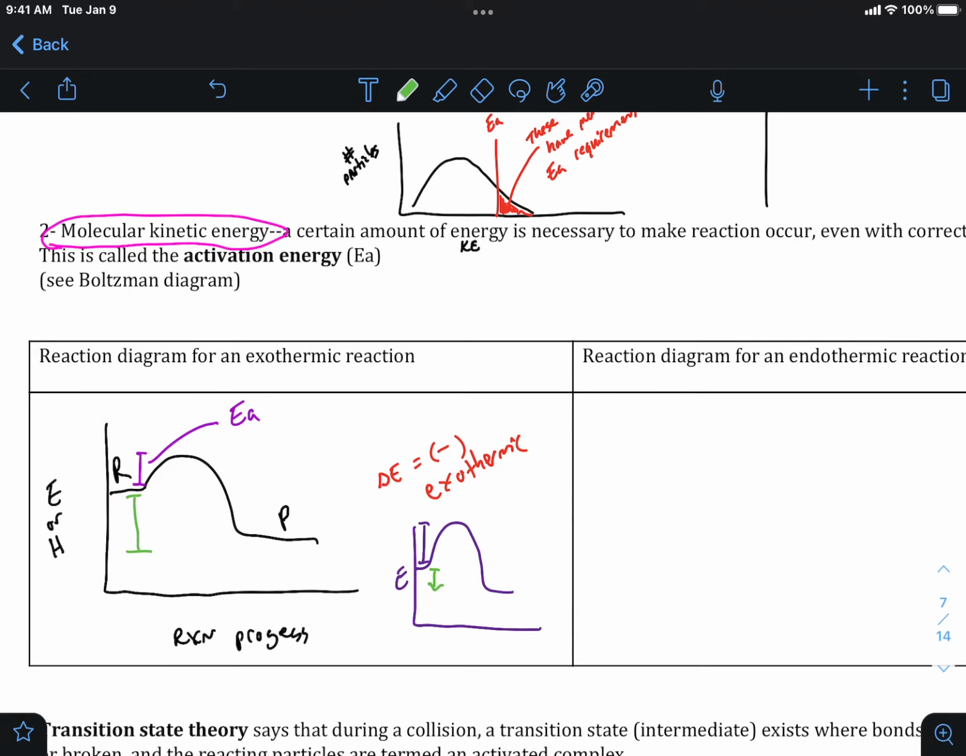All right, let's look at an endothermic reaction. Okay, so your reaction could be something like this. Your reactants, your products. Here we have a net gain, right? Delta E is positive, endothermic. And you can still gauge the activation energy the same way: the difference between your reactant energy and the peak.